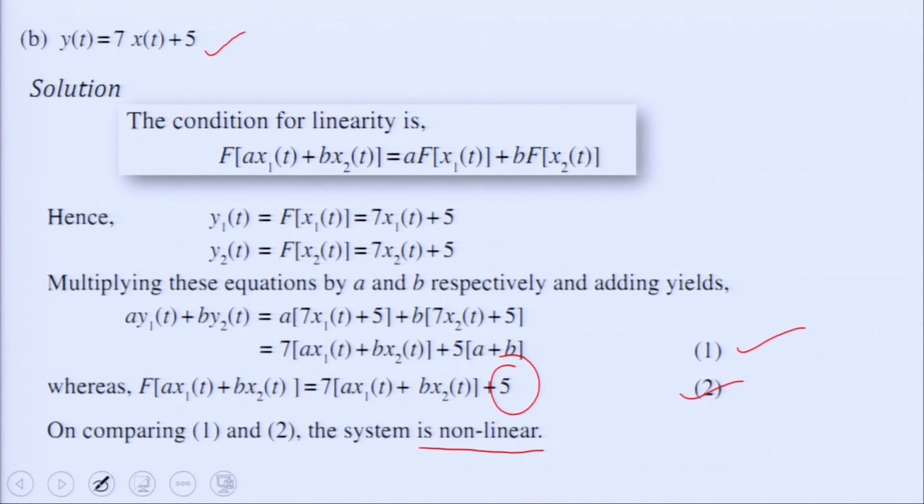So this question is quite easy to understand whether the system is linear or not. Generally by seeing itself we say that y equals mx plus c, and the system definitely is a linear system because y equals mx plus c represents the equation of a straight line.